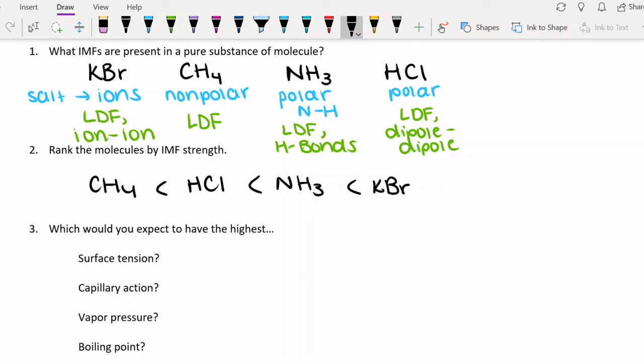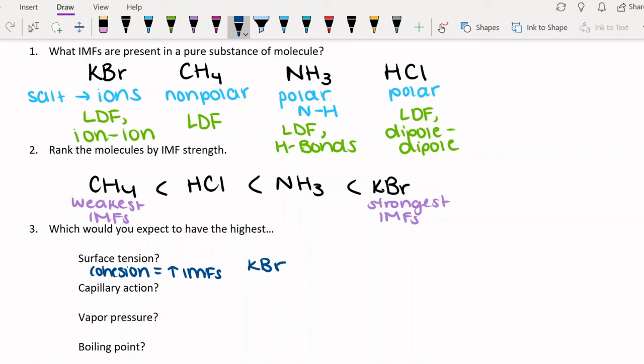Finally, we have some questions about chemical properties. High surface tension is associated with strong intermolecular forces. Potassium bromide has the strongest intermolecular forces, so it will also most likely have the highest surface tension. It's the opposite for capillary action. Capillary action involves adhesive forces between the molecule and another substance, like glass, so we're looking for the molecule with the weakest IMFs, which is methane.